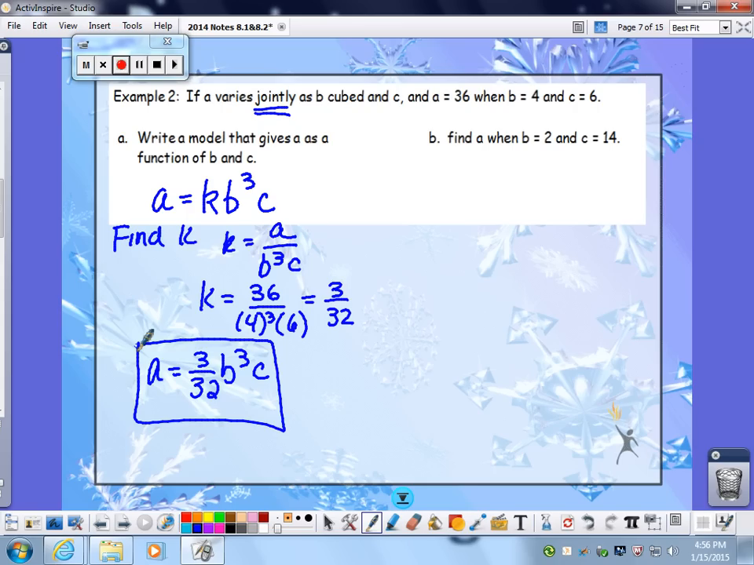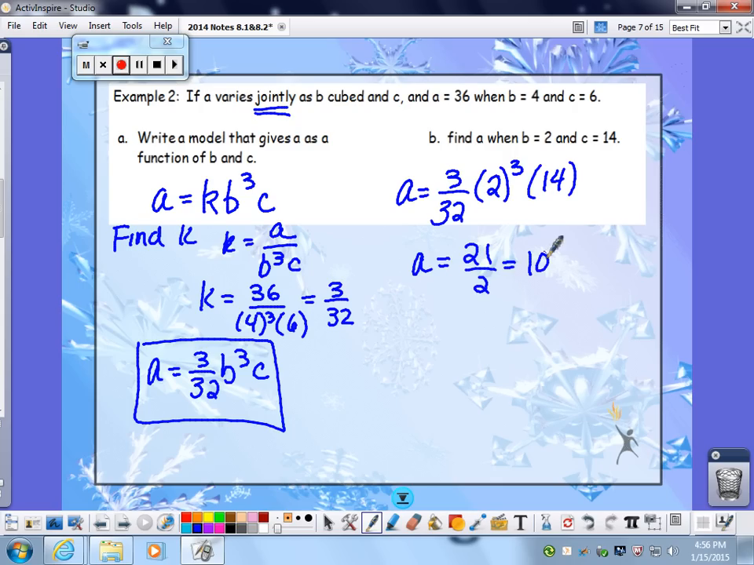All right, let's use our model to make a prediction about further events. So let's plug and chug. A is equal to 3 over 32. They're telling us that B now is 2, don't forget to cube it, times C. All right, calculator time. Put that all in the calculator. I got 21 halves, which is 10 and a half or 10.5. Like I said, decimal, fraction, mixed number, they're all valid answers.